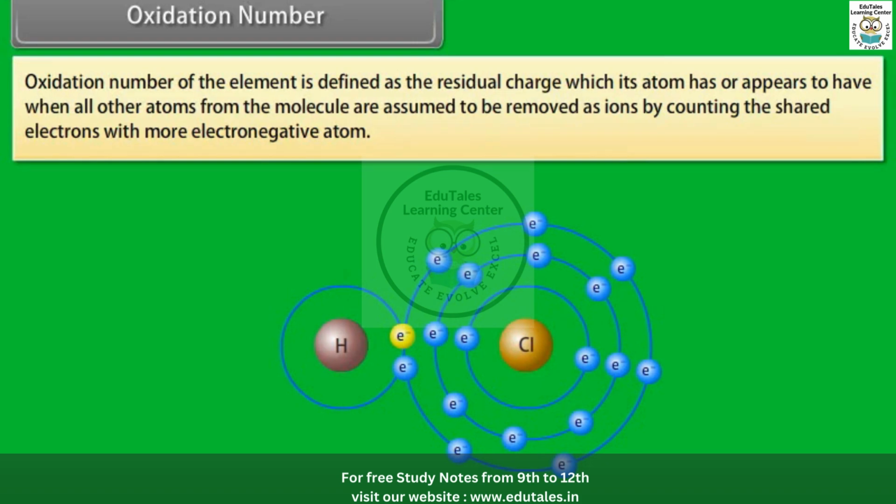Chlorine is more electronegative than hydrogen. Therefore, the shared pair is counted towards the chlorine atom. Chlorine gets one extra electron and acquires a unit negative charge. Hence, the oxidation number of chlorine is -1. On the other hand, the hydrogen atom without its electron has a unit positive charge. Hence, the oxidation number of hydrogen in hydrogen chloride is +1.